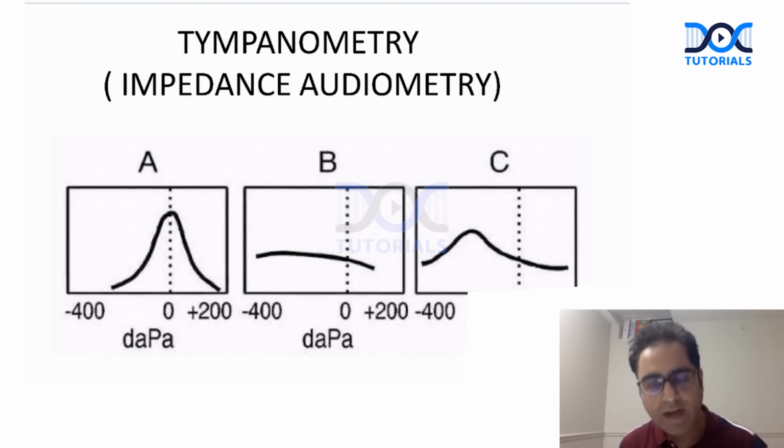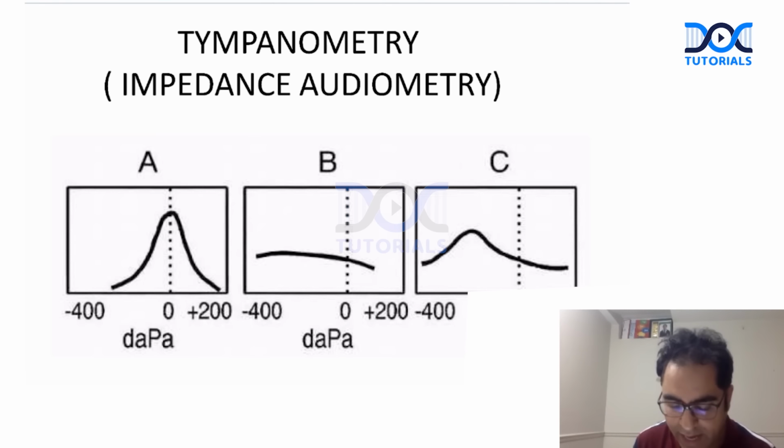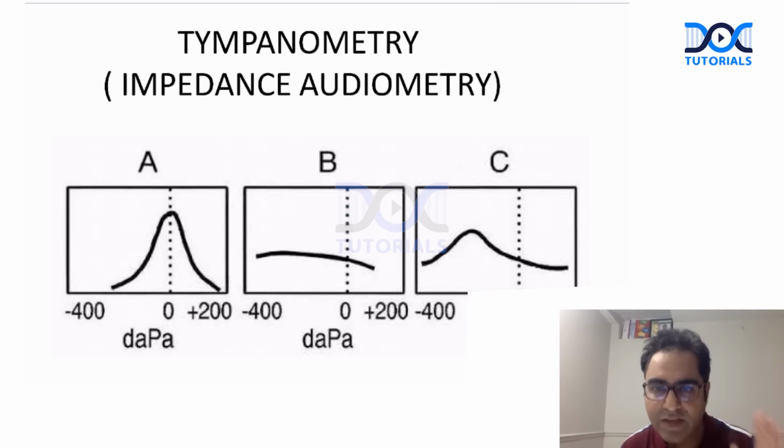Okay, now let's talk about something about audiology. Tympanometry, also called impedance audiometry, has got 5 types of curves. Type A is the normal curve, very beautiful curve. Type B is the flat curve, and the type B curve is seen in glue ear. And type C curve is seen on the negative side of the zero, in the retracted tympanic membrane or eustachian tube dysfunction cases. Let's revise once again.